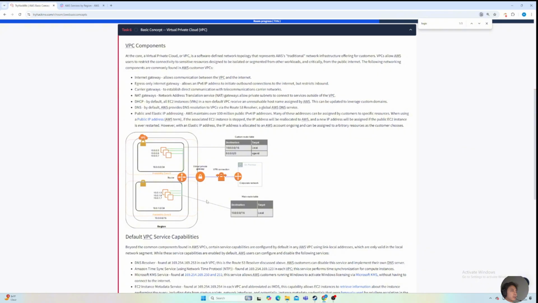Public and elastic IP addressing. AWS maintains over 100 million public IPv4 addresses. Many of these addresses can be assigned by customers to specific resources. When using a public IP address, AWS's term, if the associated EC2 instance is stopped, the IP address will be relocated to AWS, and a new IP address will be assigned if the EC2 instance is ever restarted. However, with an elastic IP address, the IP is allocated to the AWS account on an ongoing basis and can be assigned to arbitrary resources as the customer chooses.